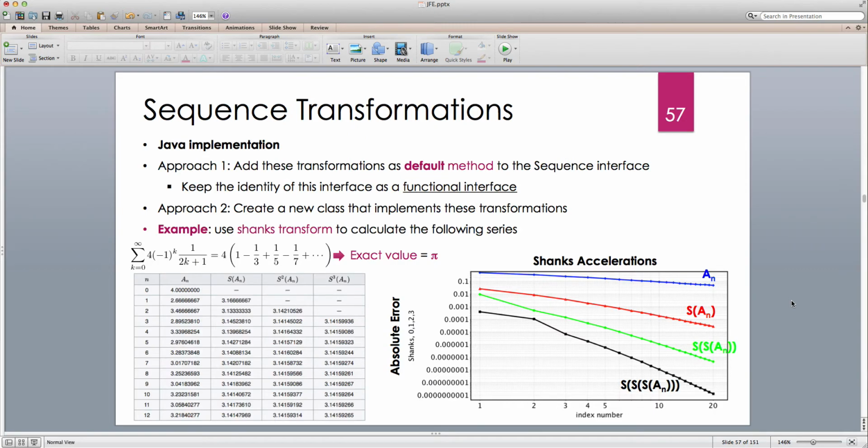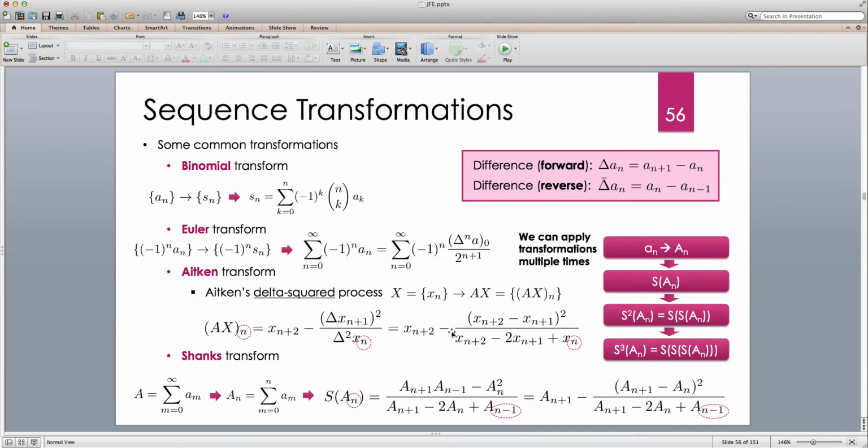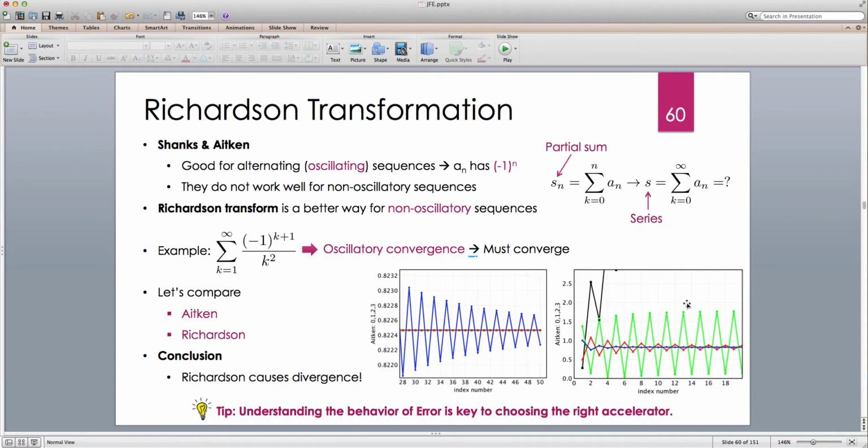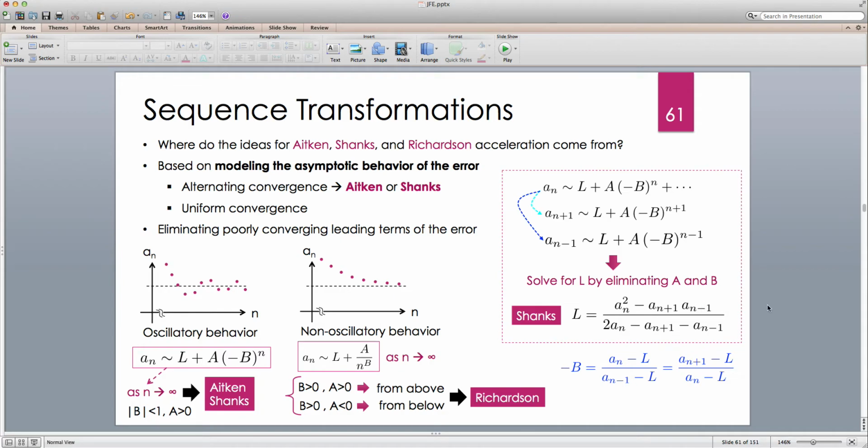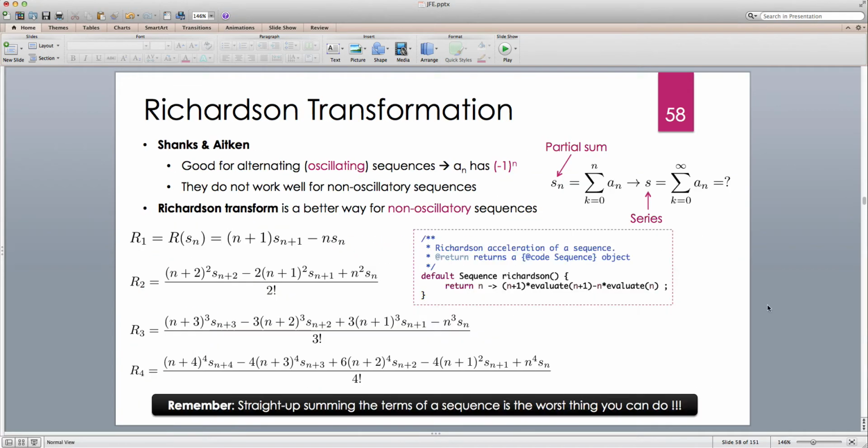If we go back and look at the definition for Shanks, Shanks is (a_(n+1) a_(n-1) minus a_n squared) divided by (a_(n+1) plus a_(n-1) minus 2 a_n), okay? So that's basically the same thing.